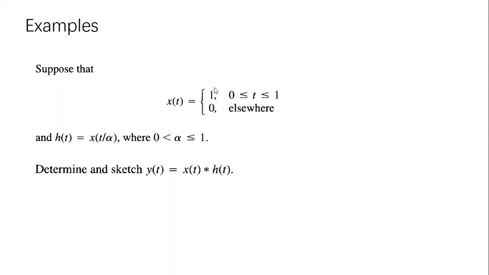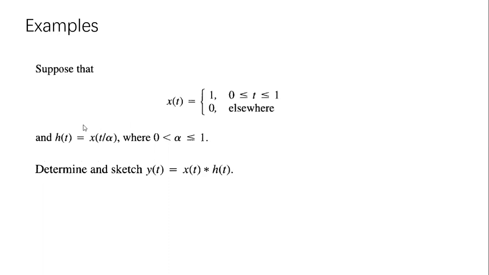This is the input signal x(t). It is equal to one when t is larger than zero and smaller than one, otherwise it is equal to zero. And h(t) is a time scaling of x(t). It is equal to x(t over alpha), where alpha is between zero and one. So we need to determine and sketch y(t), which is the convolution between x(t) and h(t).